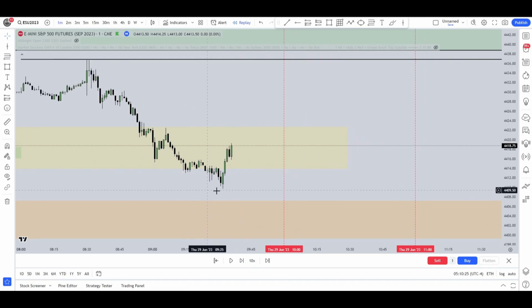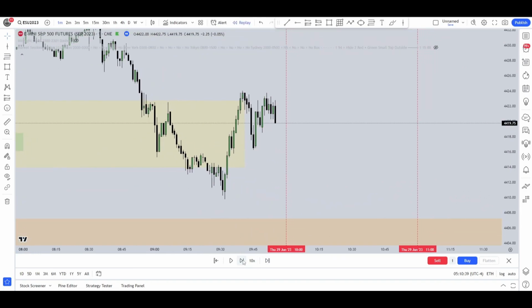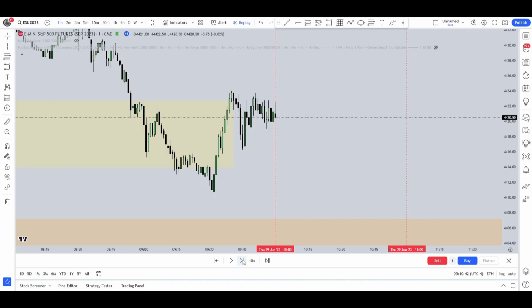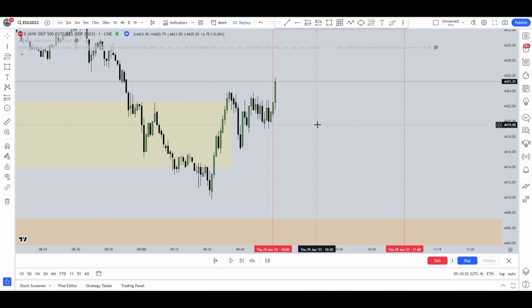We went down, took out some sell side liquidity, and now we went up, had a market structure shift, and filled out the opening range gap. And now we come to the Silver Bullet hour right here, and news comes out here. As we can see, the news was bullish. It was bad for currency, good for indices. We expect higher prices. This is good for our bias.